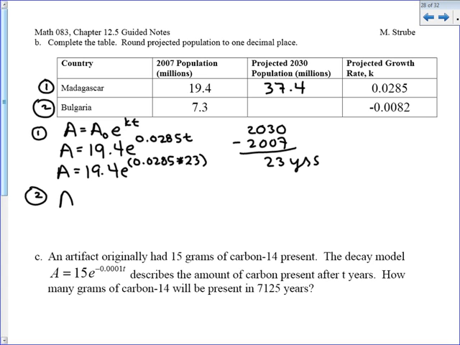So for Bulgaria, if we fill in our numbers, we're looking at A equals 7.3 e to the negative 0.0082 t. And then, because we're filling in the same table with the same start time and the same end time, what's t? 23 again. Oops, I put in 0.0083 there for some reason. It should be 0.0082.